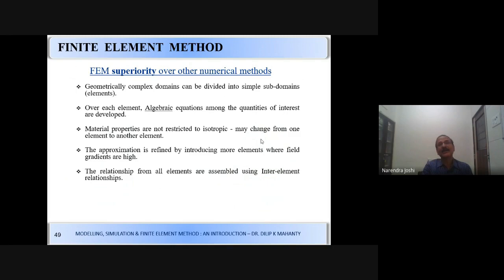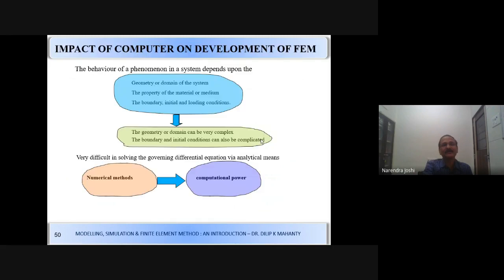I can actually get much more accurate results by using a larger number of elements or varied types of elements. And all these elements are assembled using inter-element relationships. This is well developed.